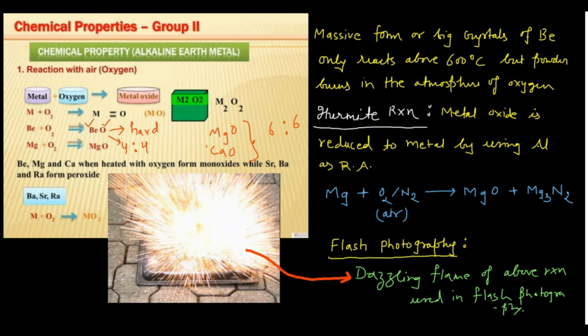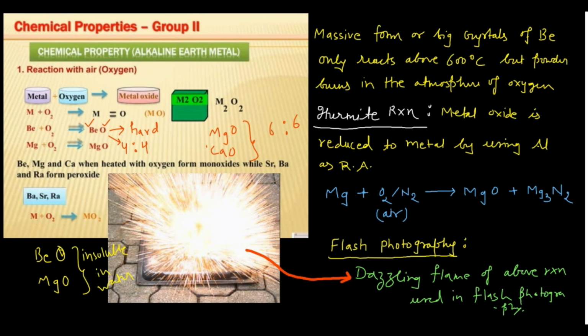And if you take one more important piece of data, beryllium oxide and magnesium oxide, these two are insoluble in water. While the rest of the other oxides are soluble in water, and the basic strength increases down the group, as I already told you. And see what actually happens in the case of the magnesium and calcium oxides.